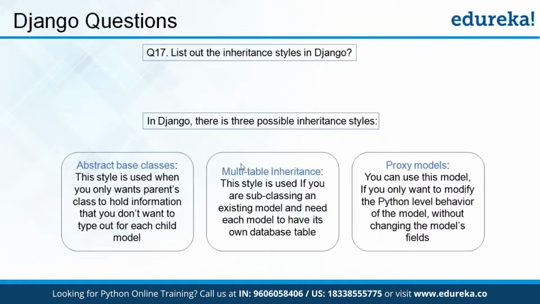But please remember one thing about multi-table inheritance. In an ABC, it allows you to override existing functions as such, but in multi-table inheritance, it does not allow you to do that. Are you all clear on that?